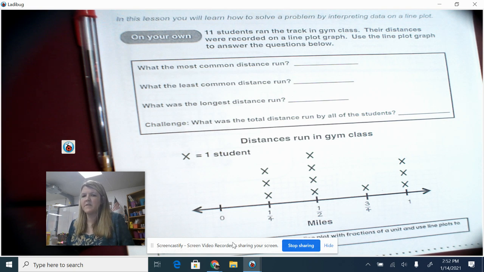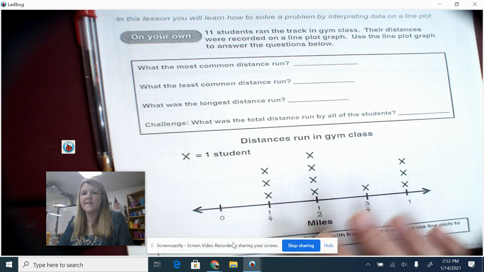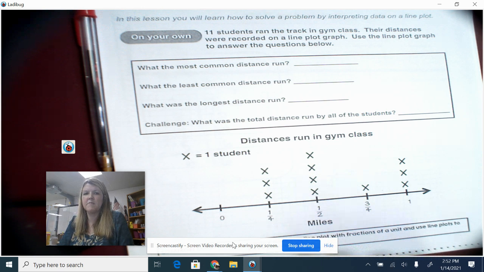All right, we're going to use a line plot to answer some questions. And the data that was used for the line plot is that there were 11 students that ran the track in gym class. Their distances were recorded on the line plot graph. Use the line plot graph to answer the questions.